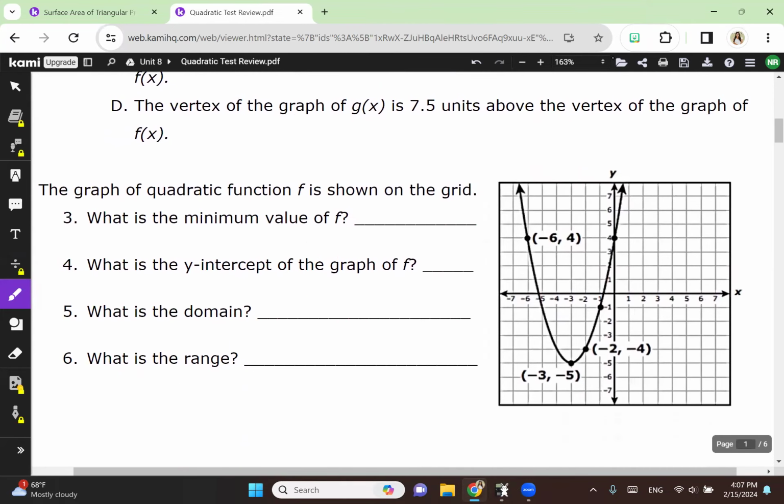Number 3, 4, 5, 6. What is the minimum value of f? Minimum value is going to come from your vertex. So if this is the vertex right here, x and y, it is the y value of the vertex.